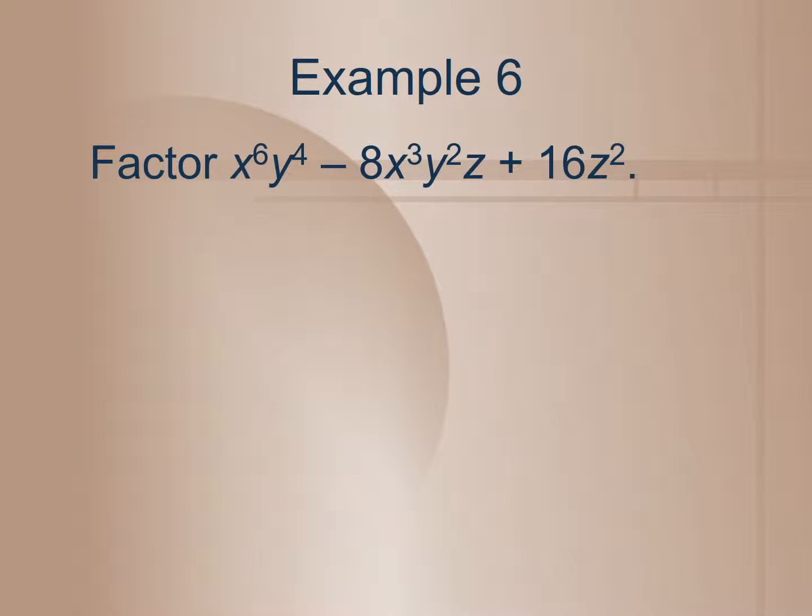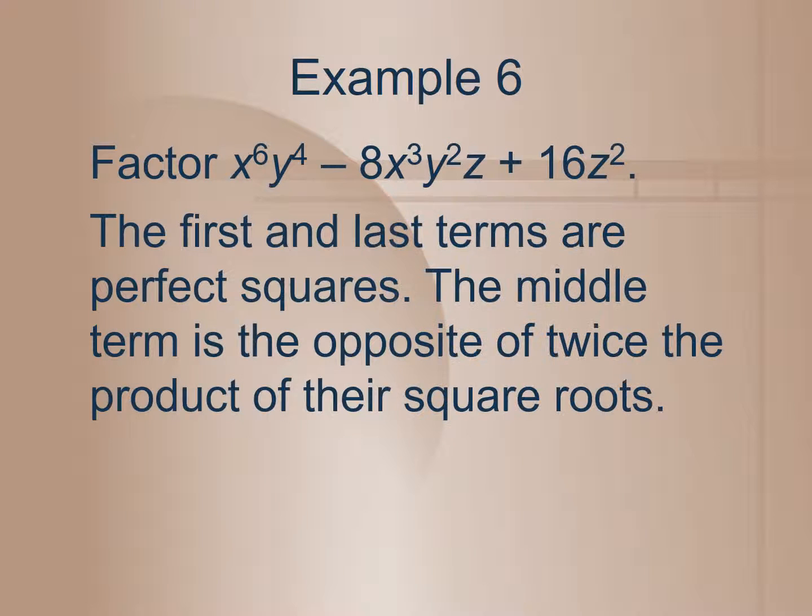All right, next example, we want to factor x to the 6th, y to the 4th, minus 8x cubed, y squared, z, plus 16z squared. So I don't see anything that I can factor out. So my question is, can the first and last terms be perfect squares? So let's see, x to the 6th, y to the 4th, if I were to square root that, I could do that. It would be x cubed, y to the 2nd. And if I took 16z squared and I square rooted that, then I would have 4z.